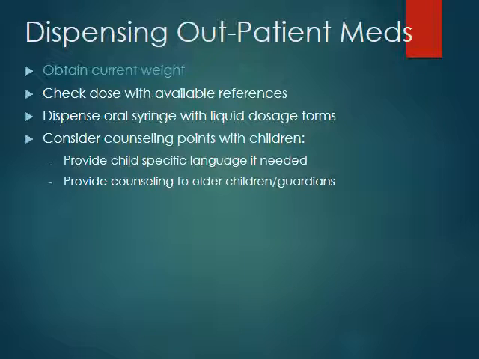So as far as when we're dispensing medications for outpatient use for these kids, make sure that we're obtaining a current weight. It's always very easy just to say, well, hey mom, how much does your child weigh? That information might be old or might be incorrect, so it's important to always obtain a current weight to make sure we're dosing appropriately. Make sure you're checking the dose with available references to make sure that the dose hasn't changed now that they're a different age or whatever happens to be. And we're always making sure we're giving out oral syringes with the liquid dosage forms. That way they can measure out specific doses rather than having to go by a teaspoon.